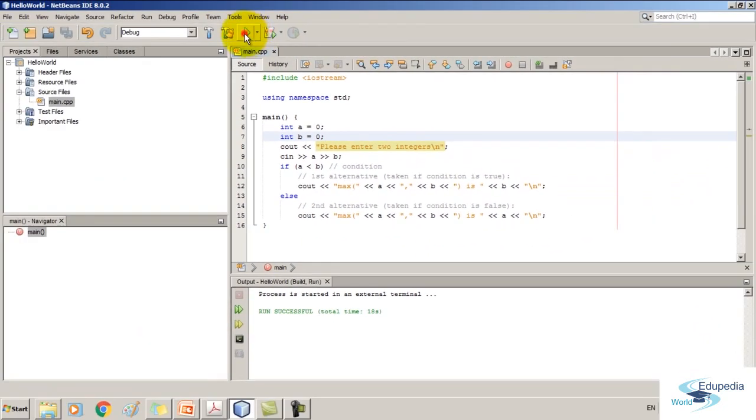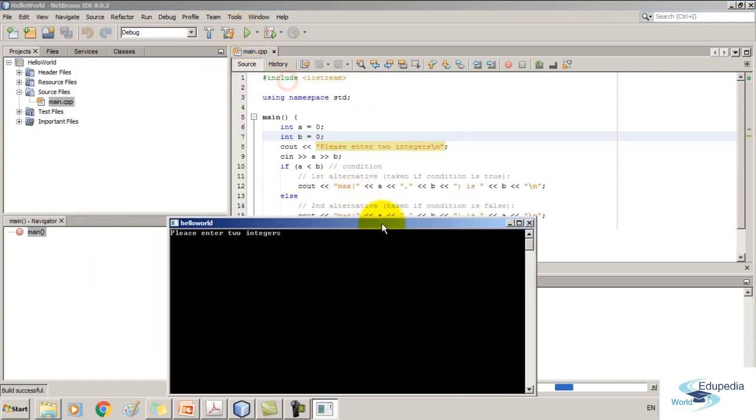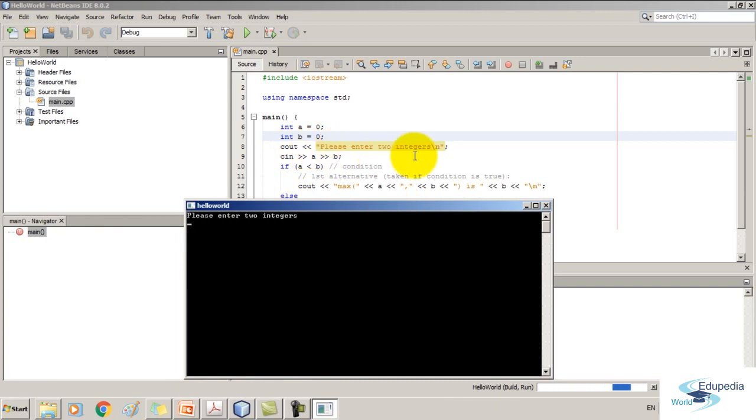Let's try to execute this program. Now I am going to input two integer values, 56 space 34. The first number, 56, is the value of a, and 34, the second number, is the value of b. 56 is the highest number. That means a is the highest number.